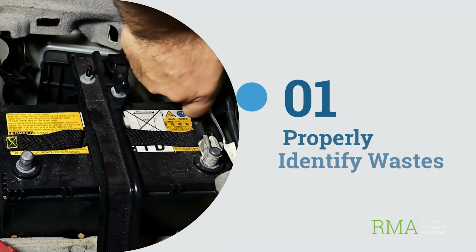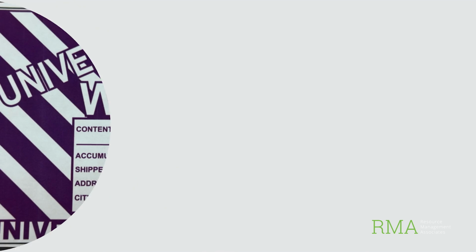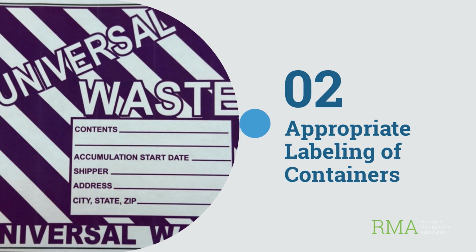It means you still have regulatory responsibilities, even though the standards are streamlined. You are required to properly identify the waste and ensure it falls into one of those categories. You must label containers appropriately. For example, universal waste lamps, or universal waste batteries. That labeling needs to be visible and accurate.